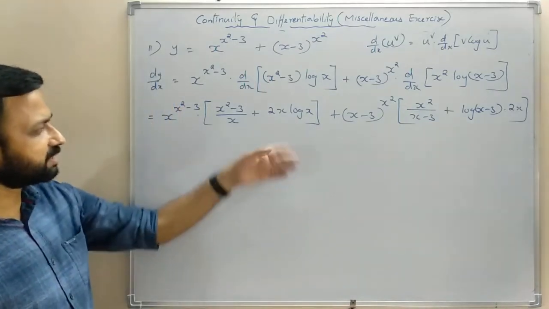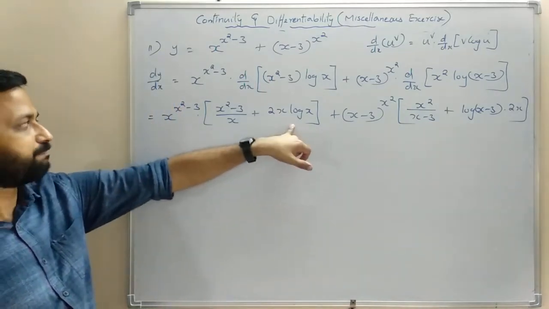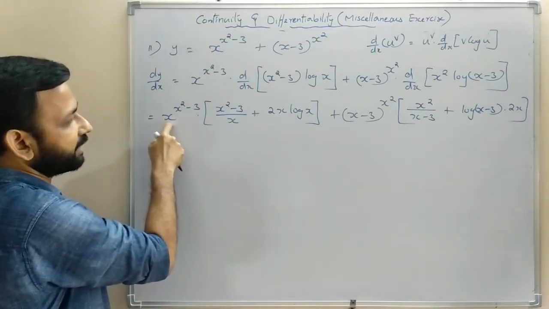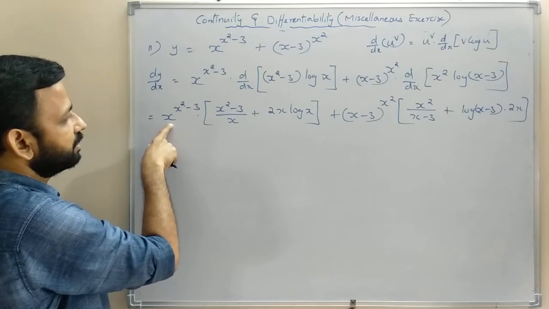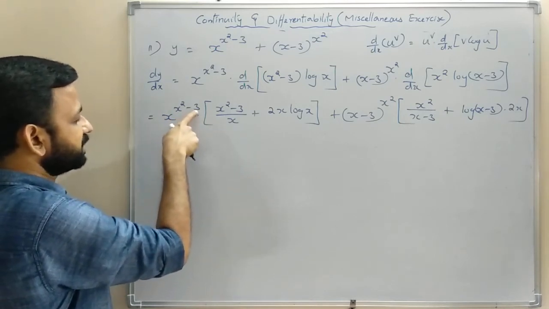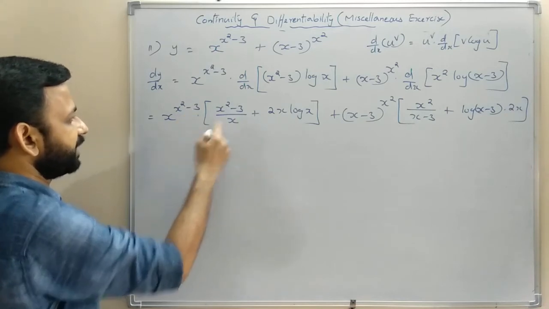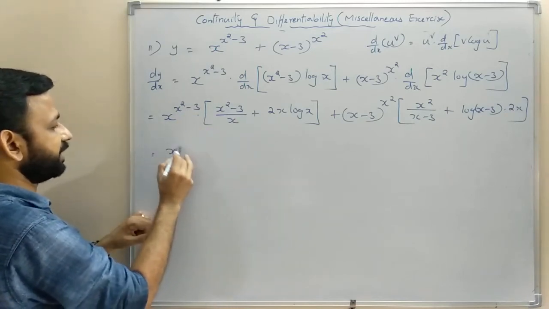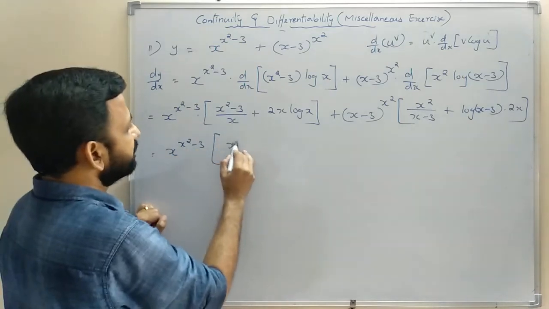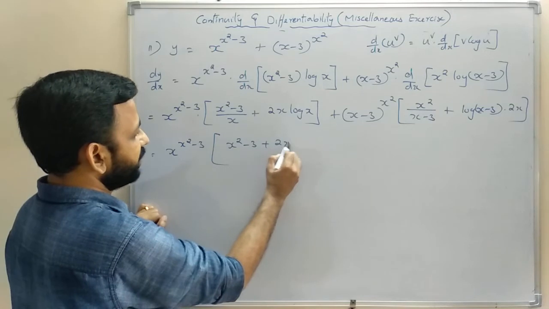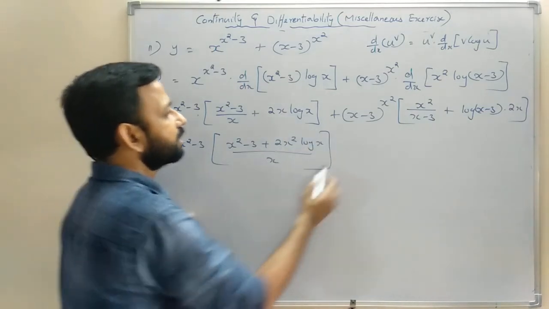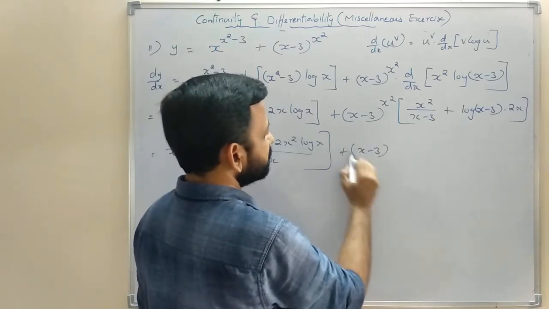And if you want, we can simplify this one. We will take LCM here. Then if you take LCM, then that x and this one can be combined. X raised to the power minus 1 we will get. Then minus 3 denominator. We can write one more step. That is x square, x raised to the power x square minus 3. And if you take LCM, then x square minus 3 plus 2x square log x divided by x. Then x minus 3 raised to the power x square.